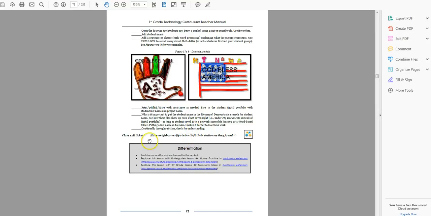Okay, and then class exit ticket. Have each student verify with their neighbor that the desk is as they found it, that they're leaving the station as neat as it was when they arrived.